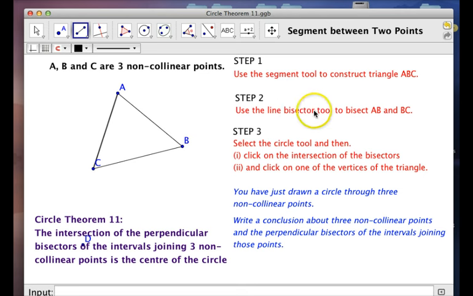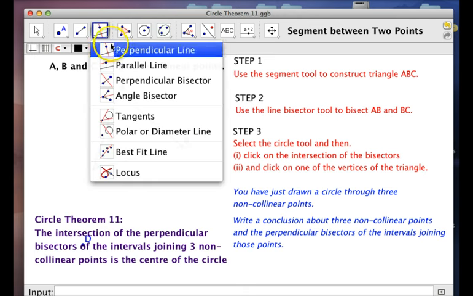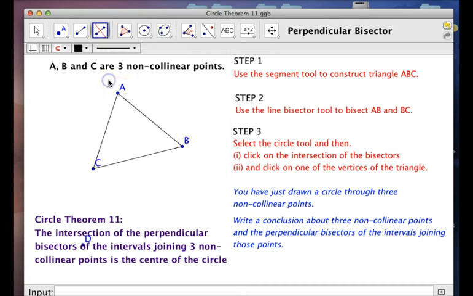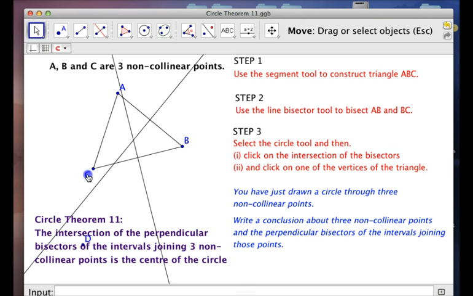Then I have to use the line bisector tool to bisect AB and BC. So I think it's this one, perpendicular bisector. So I click on A and B, and it does the perpendicular bisector. And then I click on B and C, and it does the perpendicular bisector. I might move point C down, out. Okay? So I've done that. Oh, okay, that's fine.